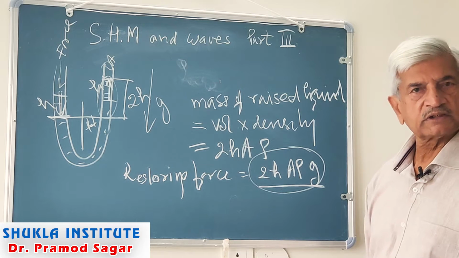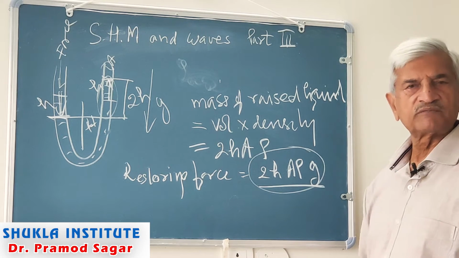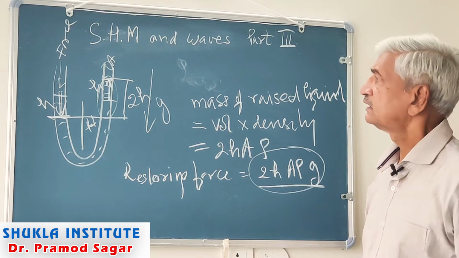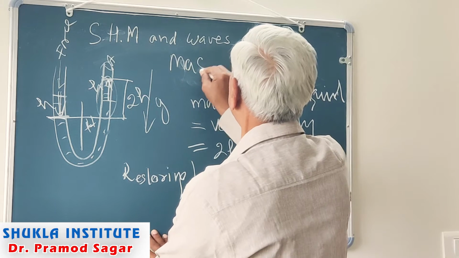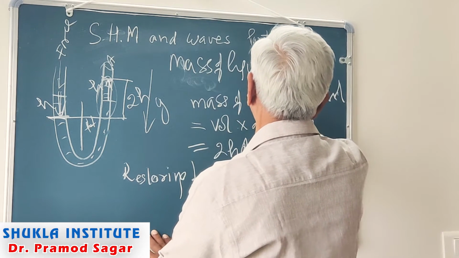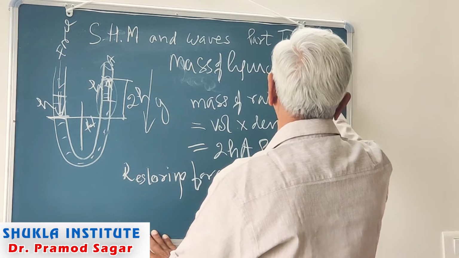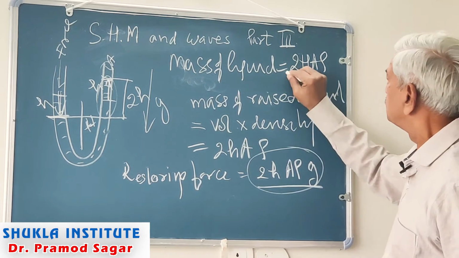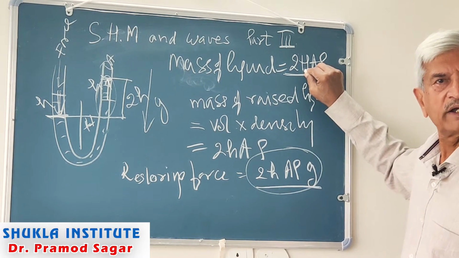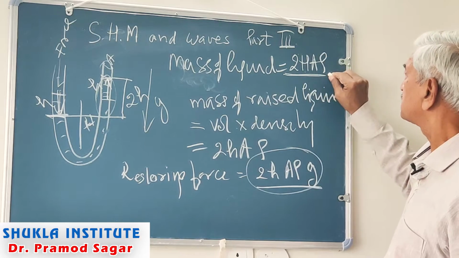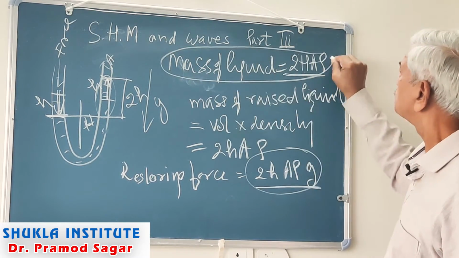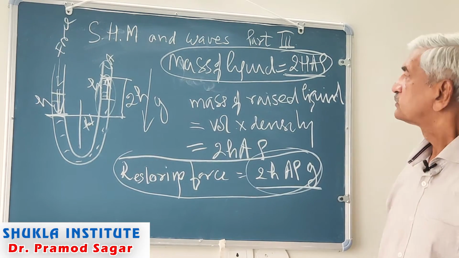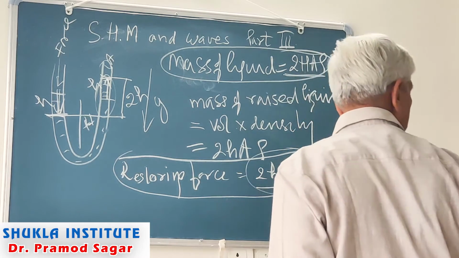And to find out the acceleration of the liquid, we just have to divide this restoring force by the total mass of the liquid. 2hA rho is the mass of the liquid, where 2h is the total height of the liquid, A is the area of cross section and rho is the density. So this mass of the liquid is to be moved by this restoring force. So the acceleration can easily be obtained.